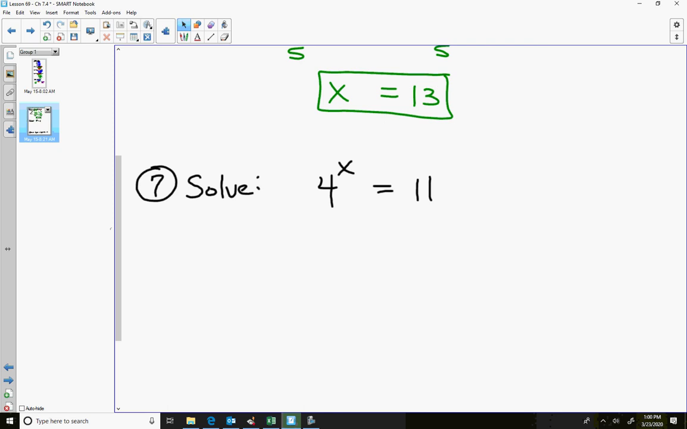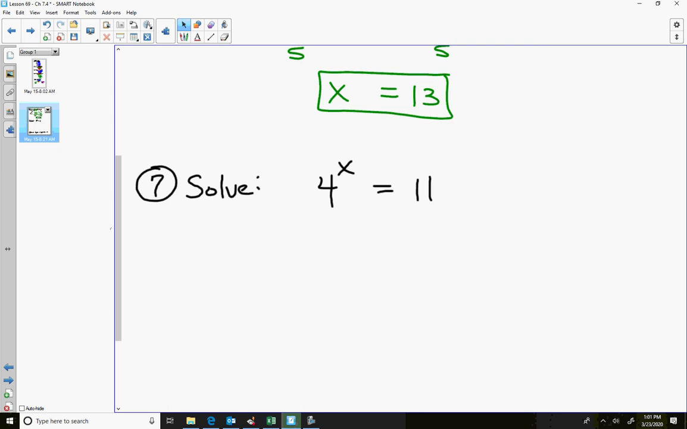Alright, now number 7. This one looks a little different also. Now this one's not even a logarithmic equation. It's an exponential. Now, based on how we did our exponentials, we would want to rewrite that 11 with the base of 4. And if we could do so, that would be great. But, obviously, we cannot write 11 as a base of 4. That's the problem. And we are stuck.